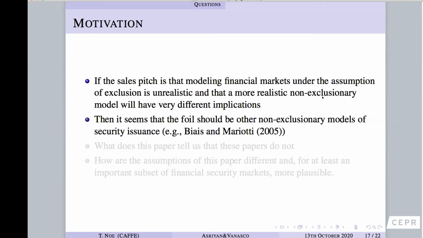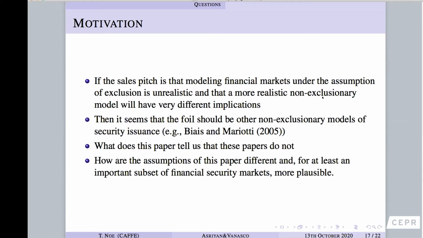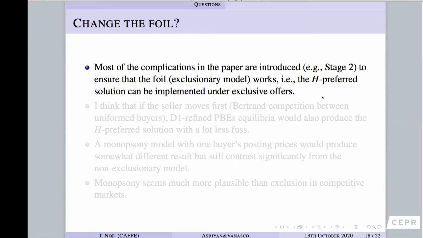There actually are a lot of differences. A person who sees these models is going to say, well, we have people who claim to have modeled non-exclusionary financial markets and security design. What is this? How is this paper different? Okay, I would suggest you change your foil, but that's obviously up to you. It's more of a taste issue.